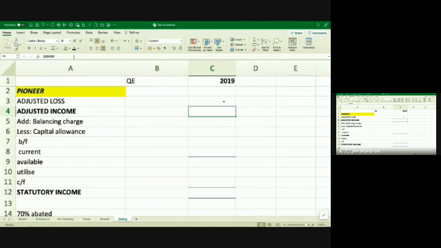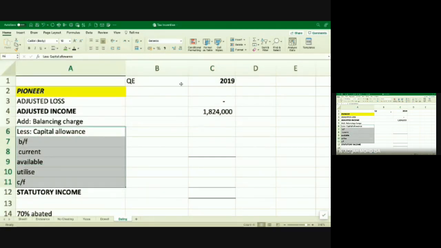So in this question, you have adjusted income of 1.824 thousand. There's no balancing charge, but you have a capital allowance. So when you have your capital allowance, I want you to do it in this form.